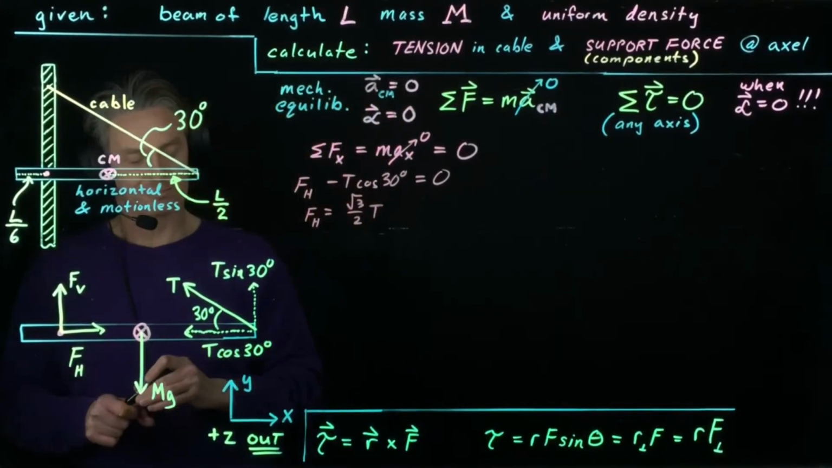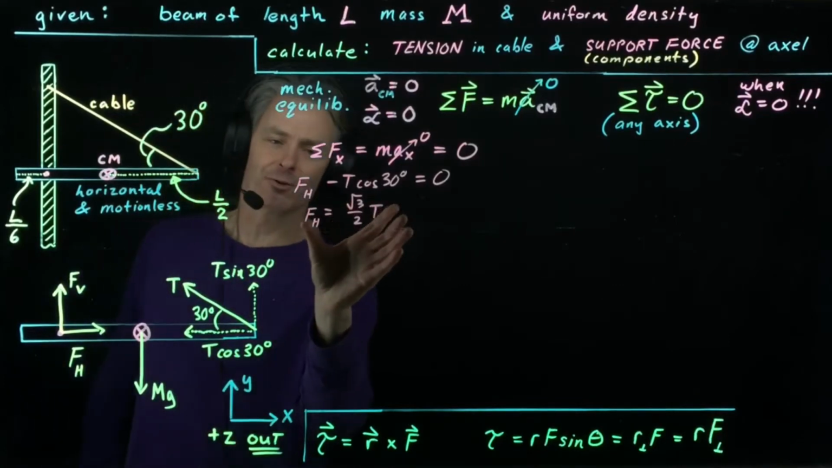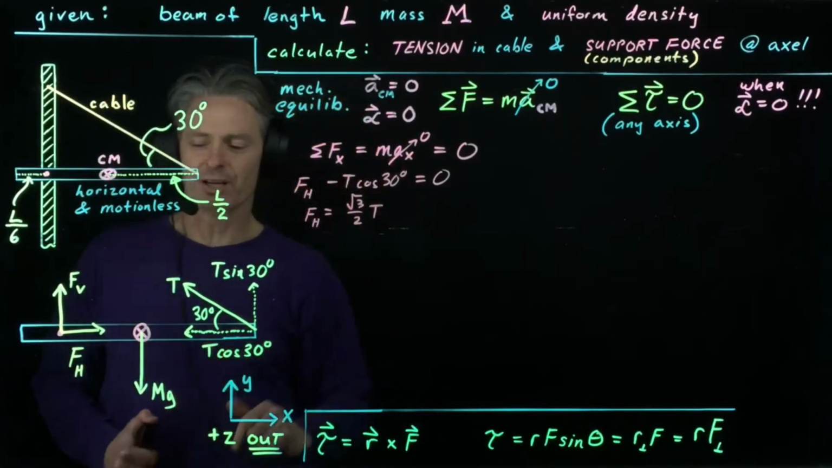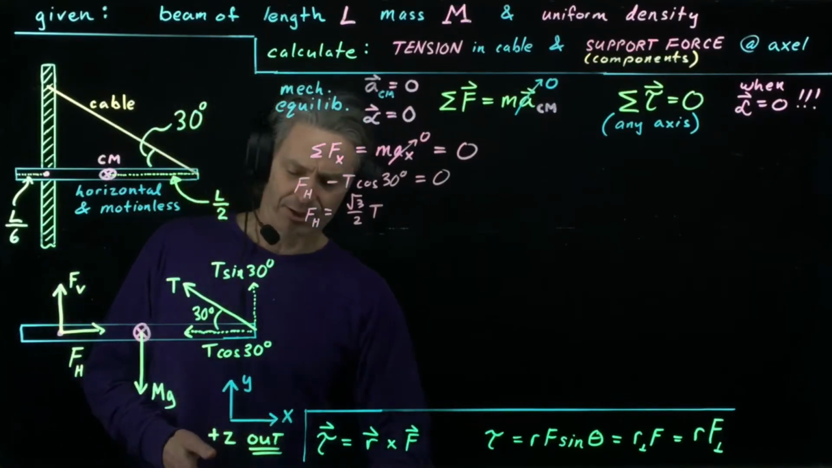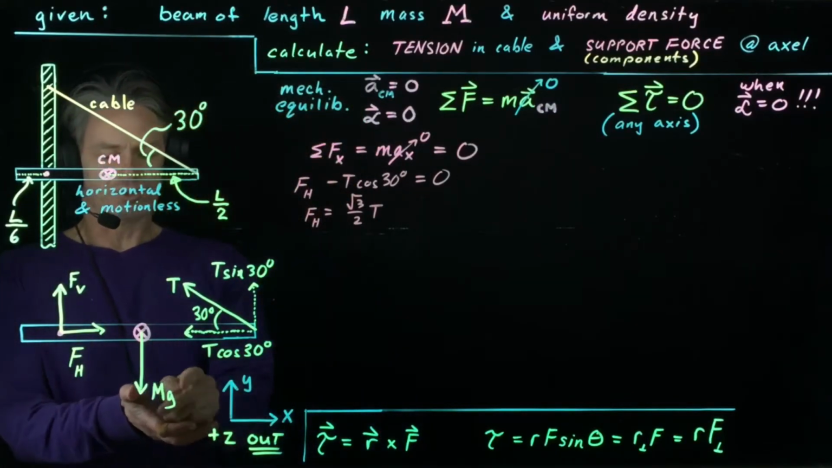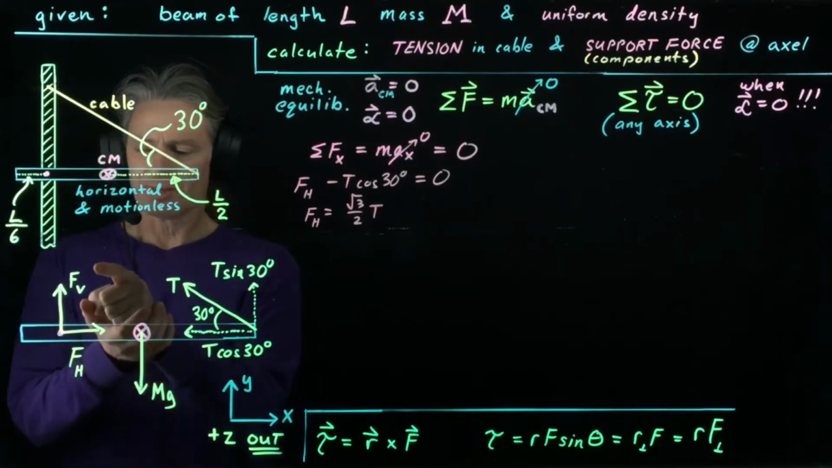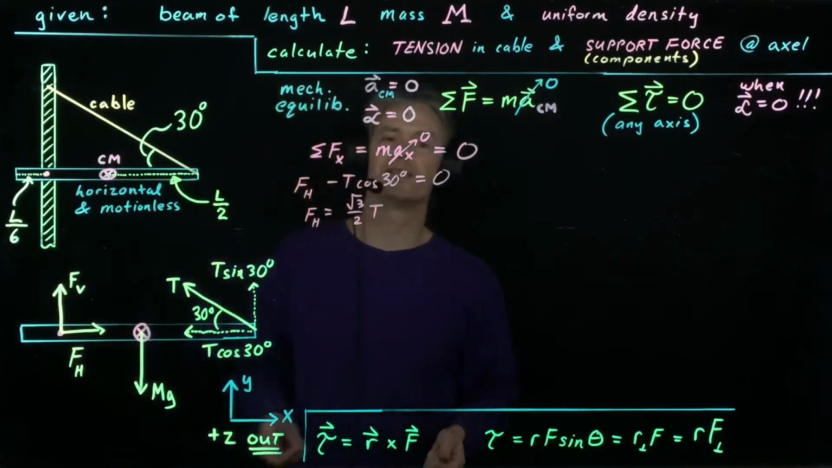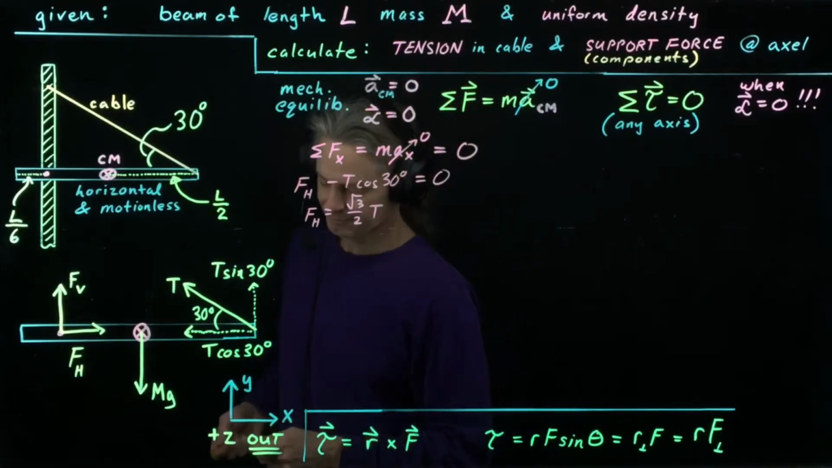So where are we at now? We have one equation and 2 unknowns in our equations so far. Overall, we have 3 unknowns. M is given, so mg is known. But F sub v, F sub h, and T are 3 unknowns. So ultimately, we're going to need 3 equations to get this done.